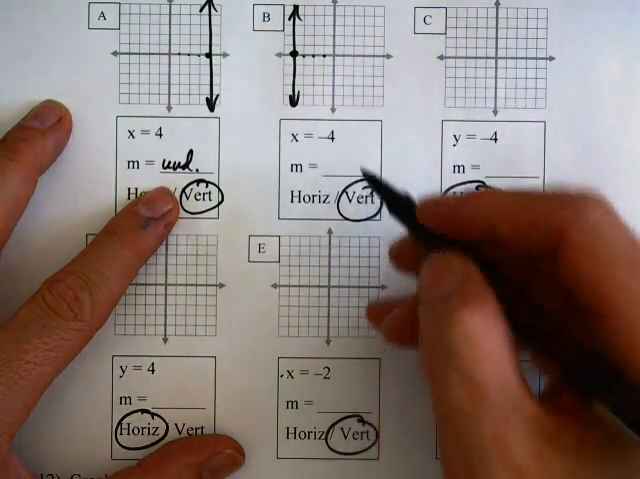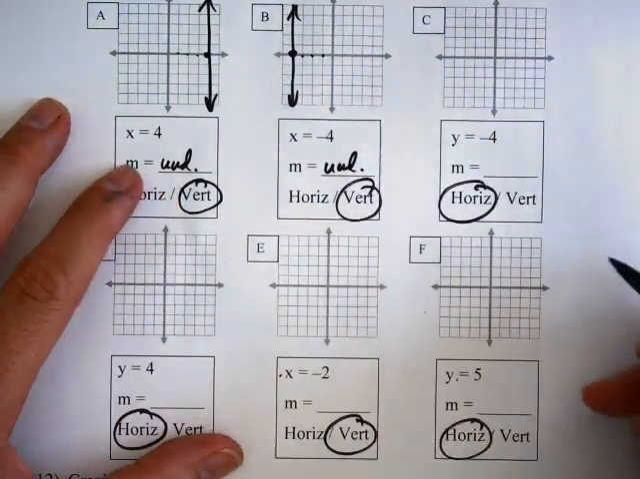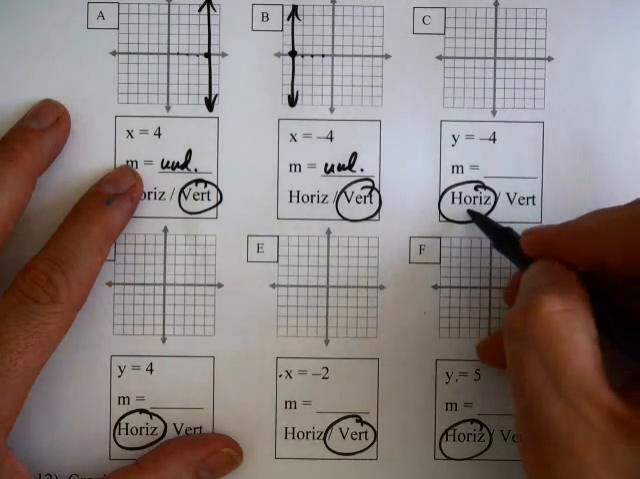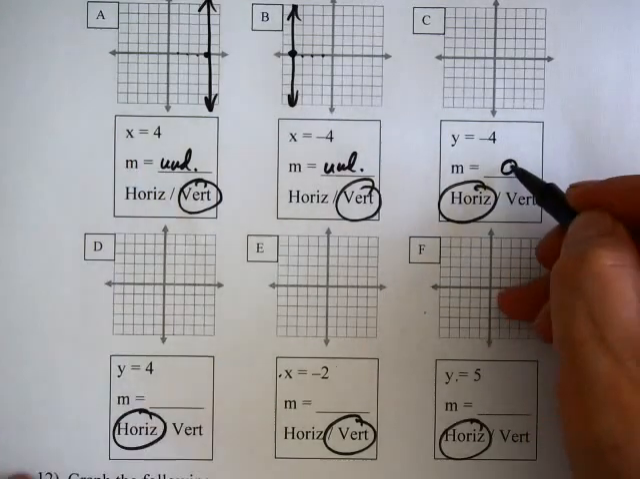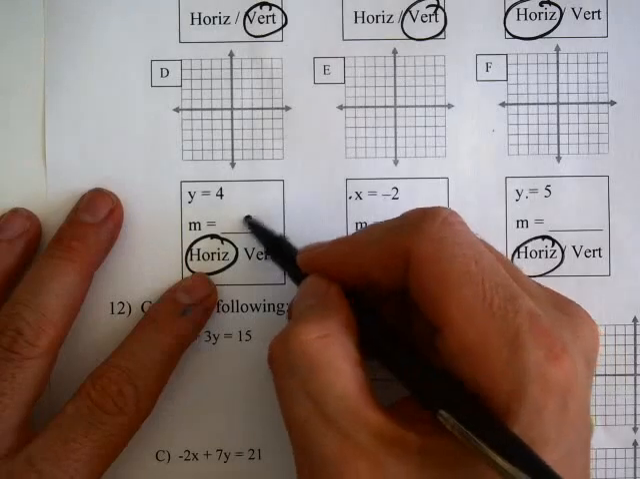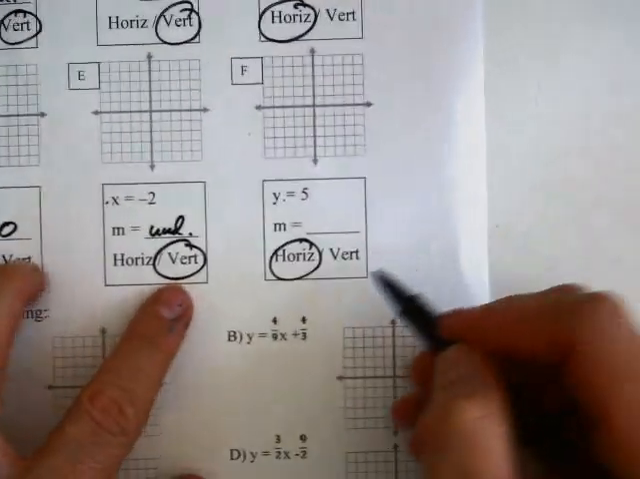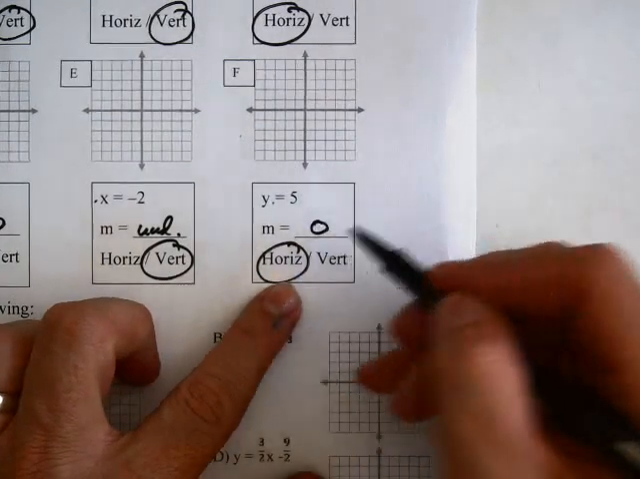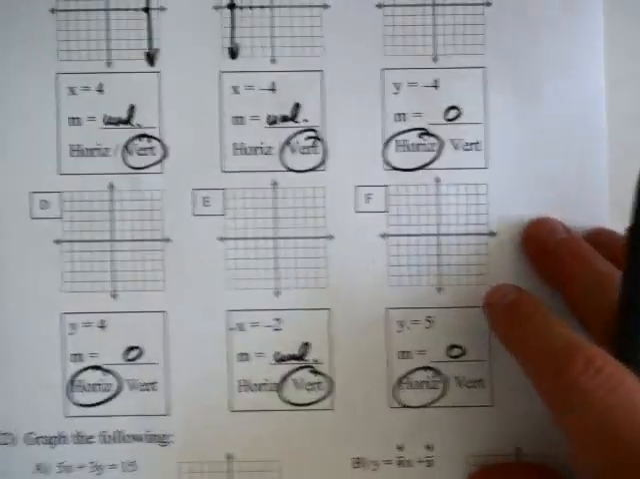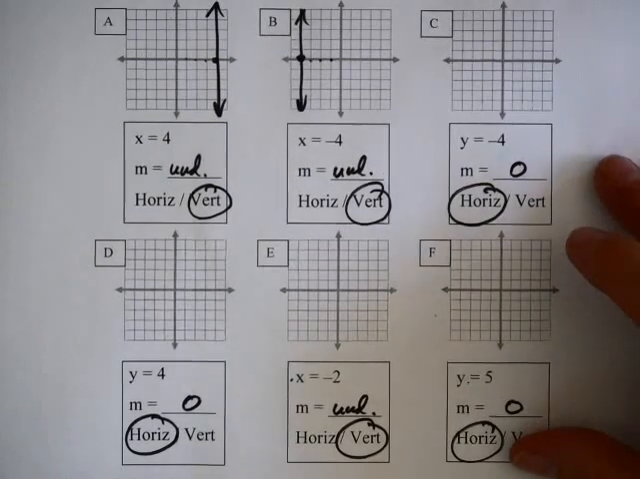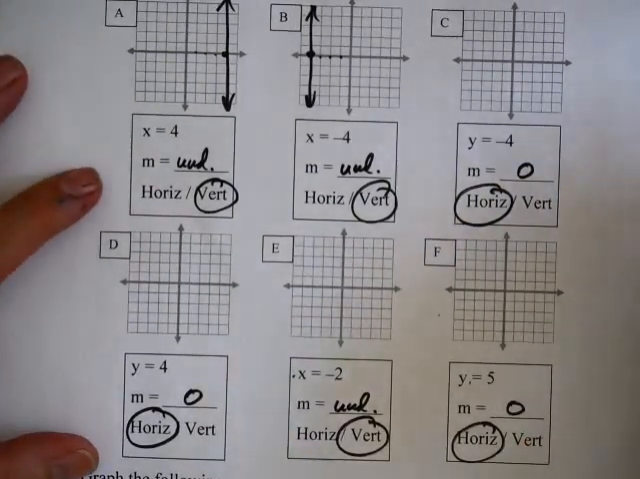What is the slope of a vertical line? Undefined. What's the slope of a horizontal line? 0. Get those memorized. Okay? Be the robot.